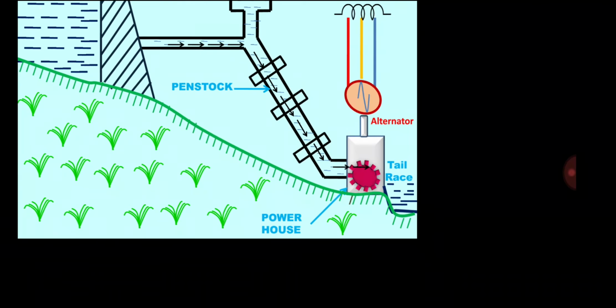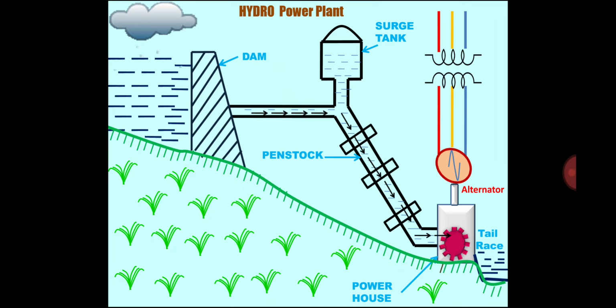So the water has to be passed from that dam reservoir to the powerhouse. So for this we have to use some channel. The channel is called as penstock. So basically penstock is a carrier of water. So penstock carries the water from the reservoir to the powerhouse. Now what is the role of penstock? Penstock can be a closed or open conduit. It's like a pipe, a closed or open conduit which transfers the water from the reservoir to the powerhouse.